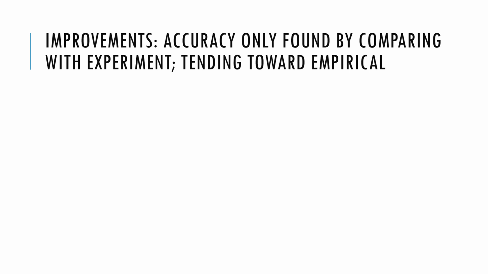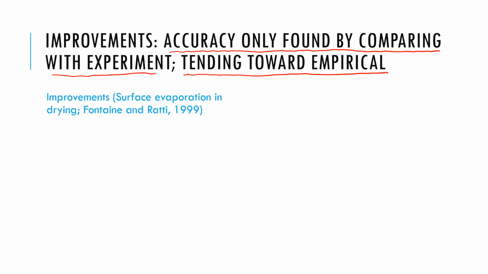So the lumped parameter models that we showed in this module can be improved, and maybe they have been used for more complex processes. But when you use it for more complex processes, we cannot talk anything like that 5% accuracy. So the accuracy, when you try to use it for more complex processes, can only be found by comparing with experiment. And for more complex processes, if we use this kind of a lumped parameter approach, it is really tending toward empirical.